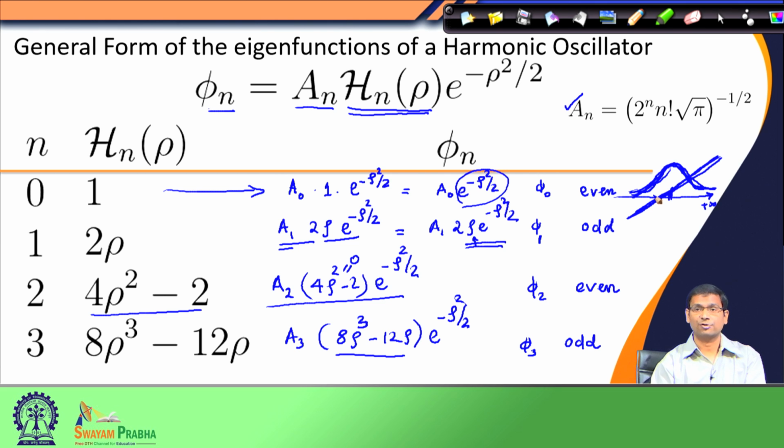The third eigenfunction of the harmonic oscillator can have two nodes, because I have a second order polynomial here. Therefore, at two different values of rho, the Hermite polynomial will become 0, and therefore the wave function will become 0, and I will get two nodes in this third eigenfunction. And similarly, for phi 3, I will get 3 nodes, or at 3 different values of rho, the wave function will become 0. Next, we will discuss how these wave functions appear.